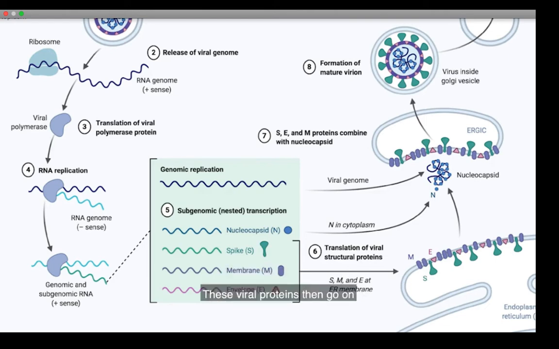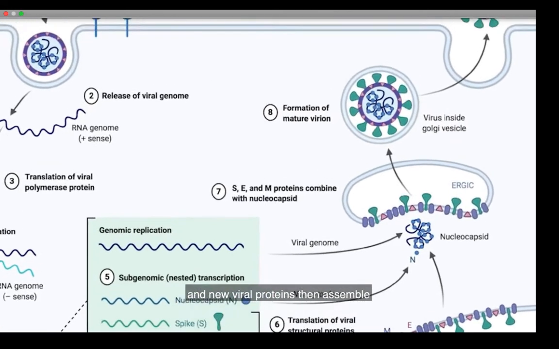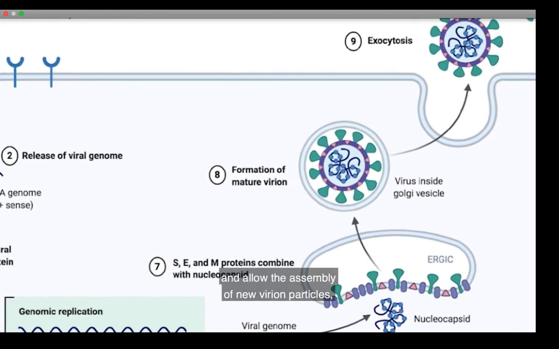These viral proteins then go on and essentially take over the host cell. They set up viral factories within that host cell, the sole purpose being to produce new virus particles. The viral genome has to get replicated, and new viral proteins then allow the assembly of new virion particles, which can then leave this infected cell and go in search of new target cells to infect, and then begin this process all over again.